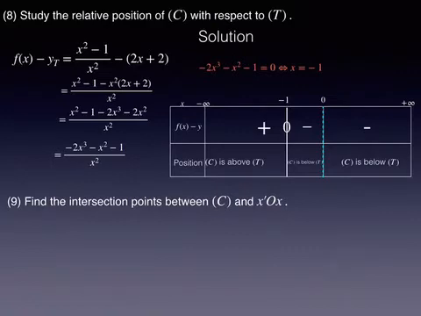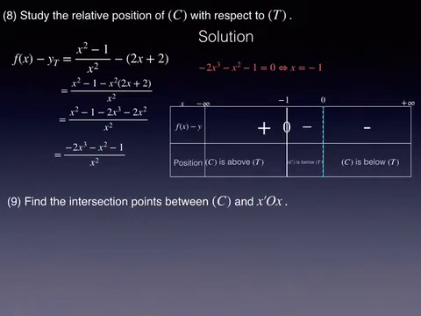So before moving to part 9, let me make a remark that when x is minus 1, the curve C intersects the tangent T at a point of abscissa minus 1. And how to get the ordinate of this point? Just plug minus 1 in the expression of f of x, or in the expression of the equation of the tangent, and you will get the ordinate of this intersection point.